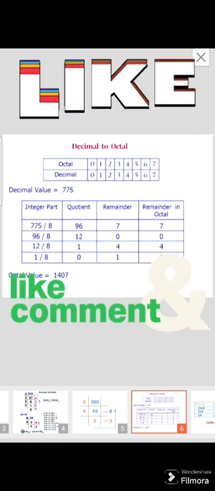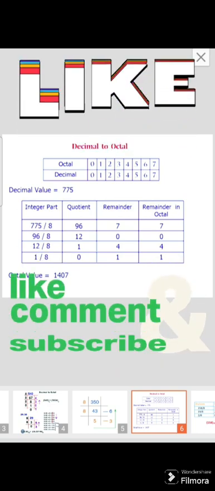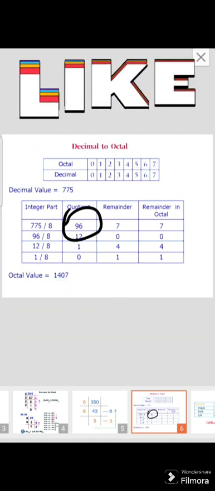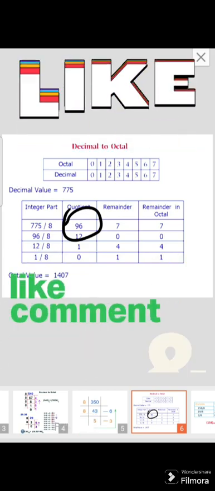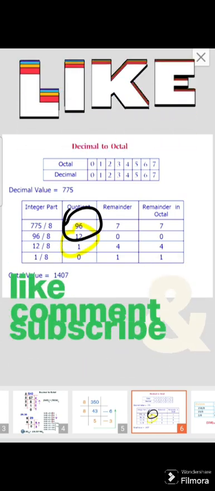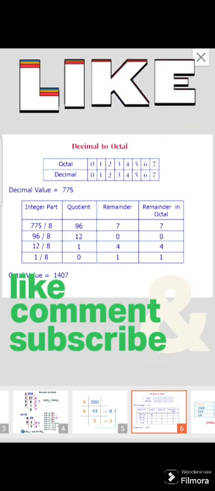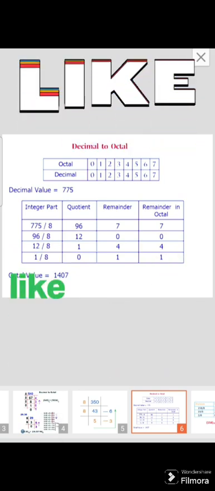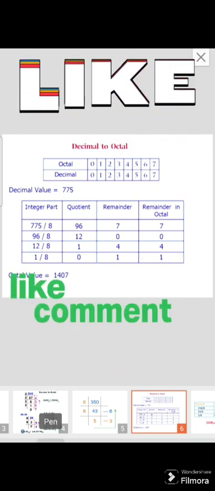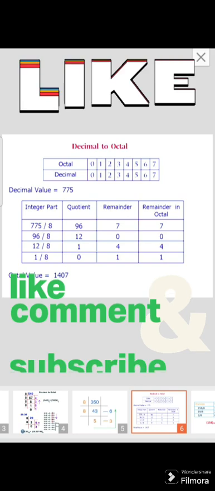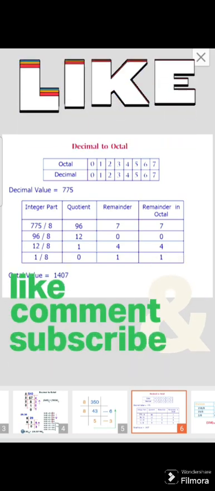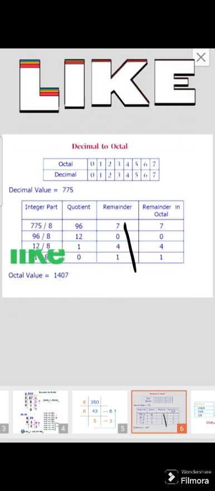Another example is given as 775, which is divided by 8, so the quotient is 96, remainder is 7. 96 is again divided by 8, so we obtain the quotient 12, remainder is 0. 12 is divided by 8, the remainder is 4, and 1 is the last, less than 7. So the answer will be 1407 in octal.